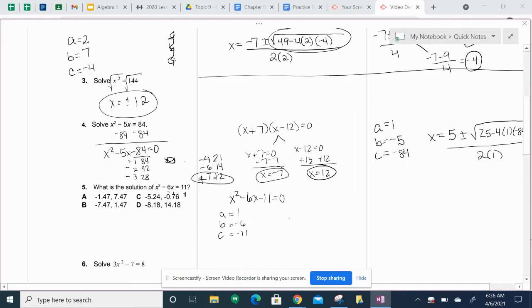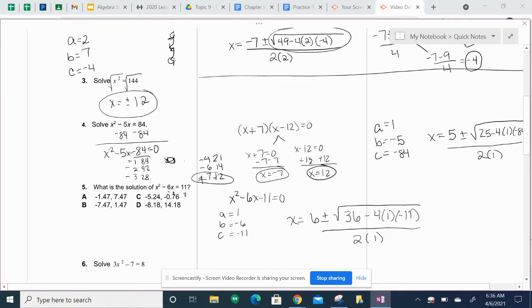So using the quadratic formula, I have x equals the opposite of b, so that would be +6, plus or minus the square root of b squared, so -6 squared would be +36, minus 4 times a, which is 1, times c, which is -11, all over 2 times a, which is 1.